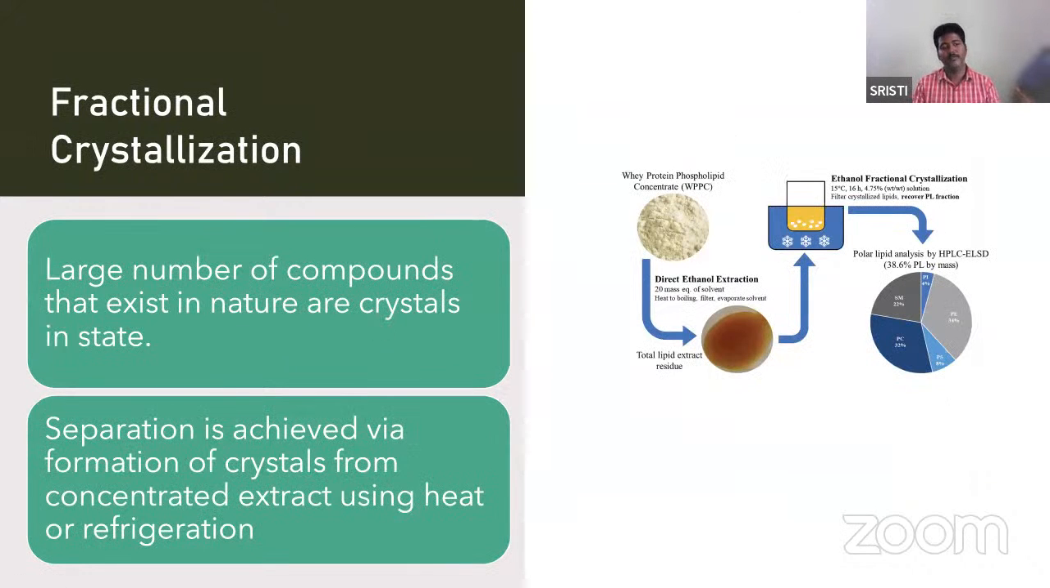The next method is called fractional crystallization. A large number of compounds that exist in nature are in a crystalline state. Separation is achieved via formation of crystals from concentrated extract using heat or refrigeration. In this picture you can see whey protein concentrate. It is extracted in ethanol, heated to boil, filtered, and the solvent evaporated. When you boil this, you can get the lipid extract. You are trying to separate the lipid extract using ethanol. Like this, each particular compound can be extracted.